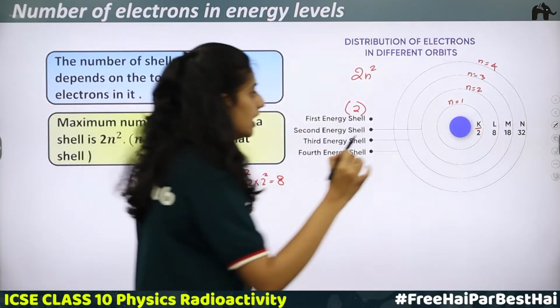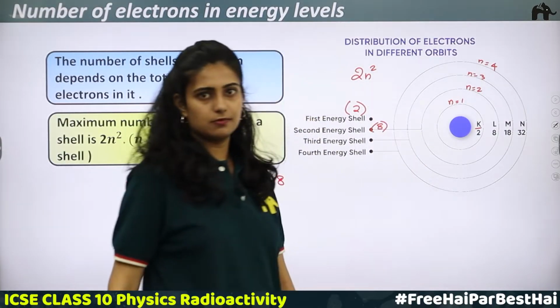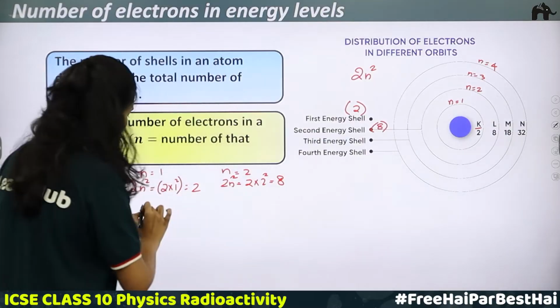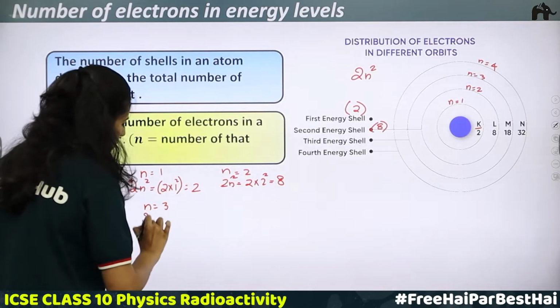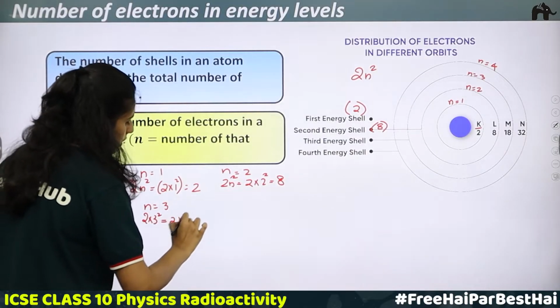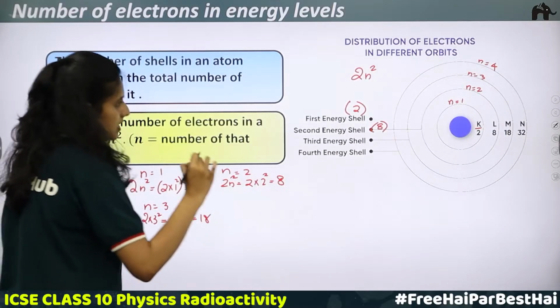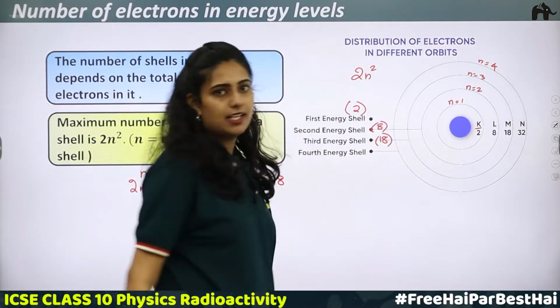Okay, so the second shell can accommodate 8 electrons. Now if n value is equal to 3, then 2 into 3 square, which is equal to 2 into 9, equal to 18. So the third energy level can accommodate 18 electrons.